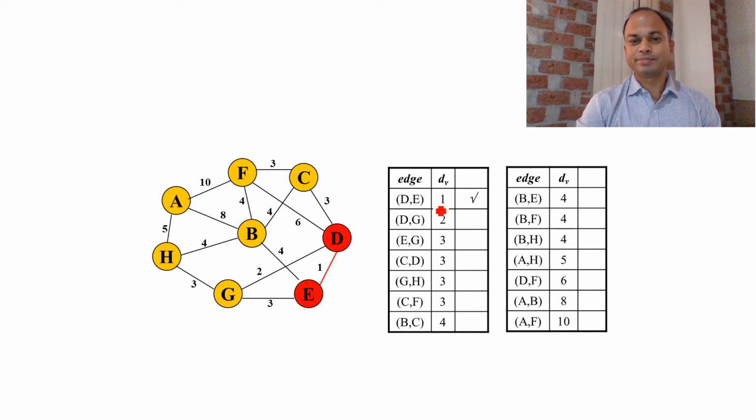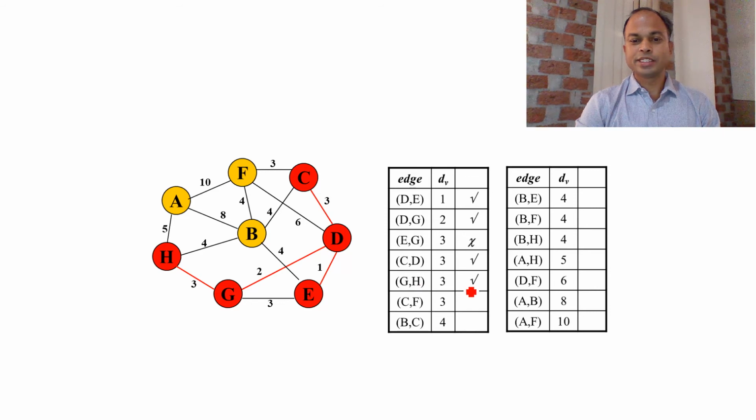Therefore, we have taken D to E, and we can include it because D to E does not form a cycle. Now we can take D to G because the weight is 2. Further, a cycle is not formed. Now we cannot take E to G. E to G basically gives a cycle. So we cannot take E to G because if we include it, then we form a cycle. We have not included E to G. We have included C to D because no cycle is formed.